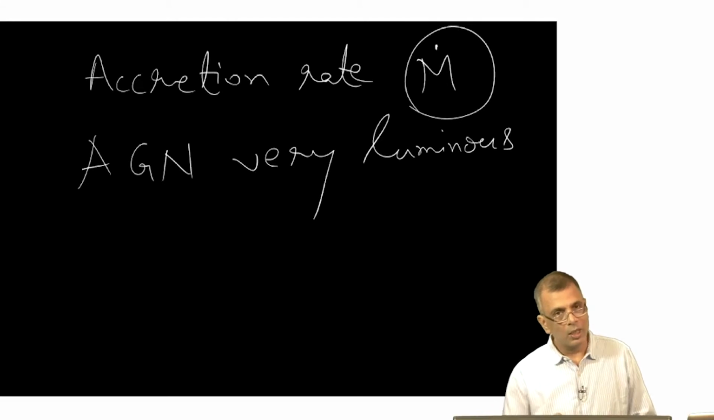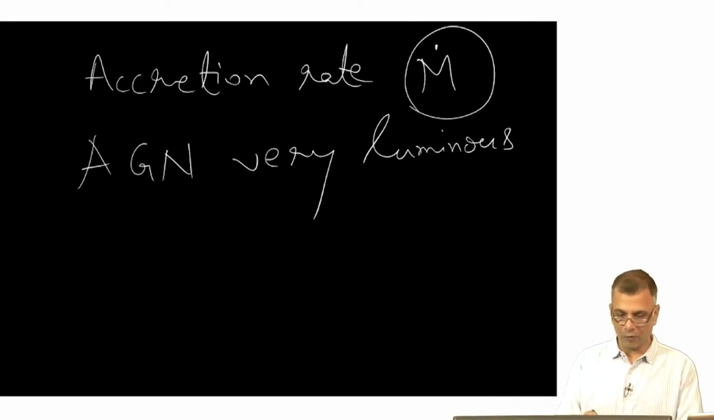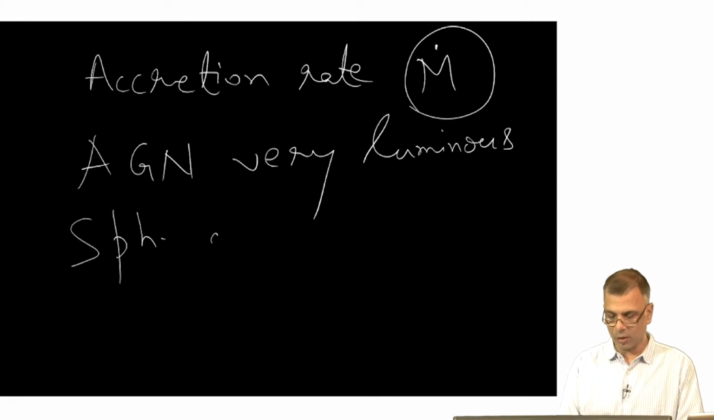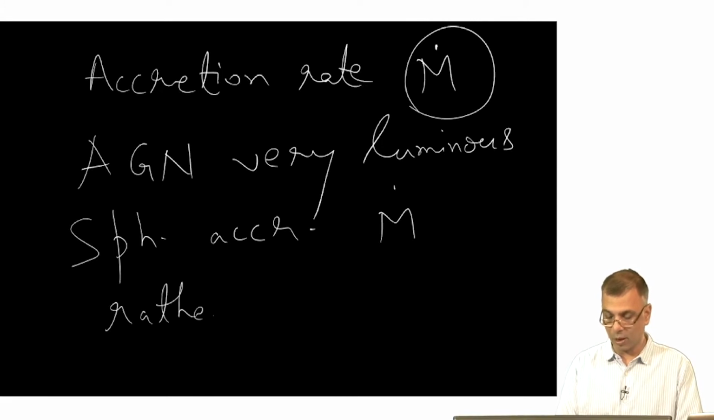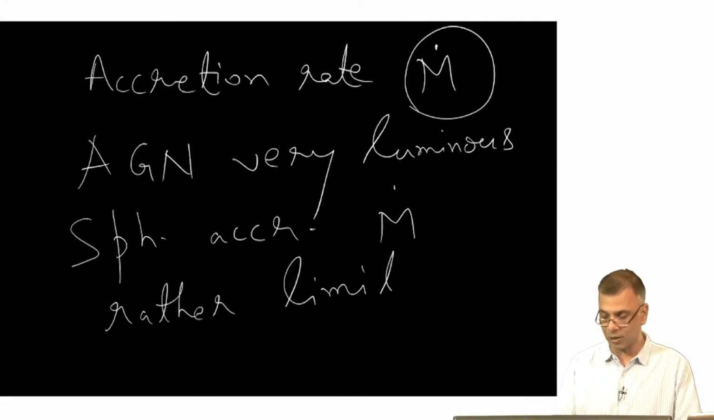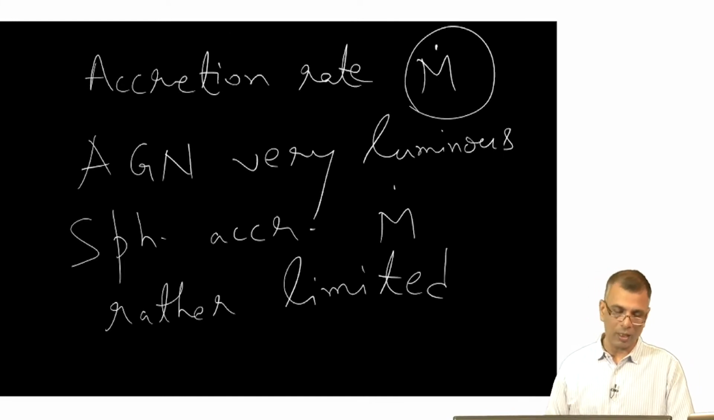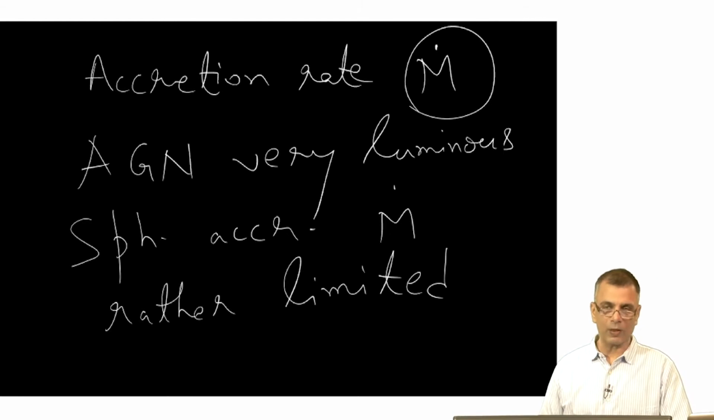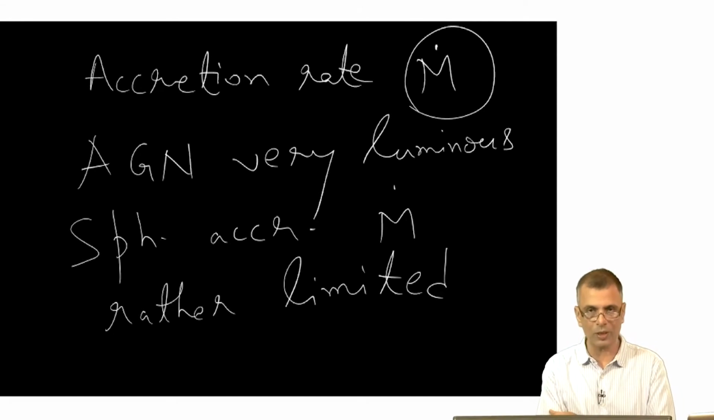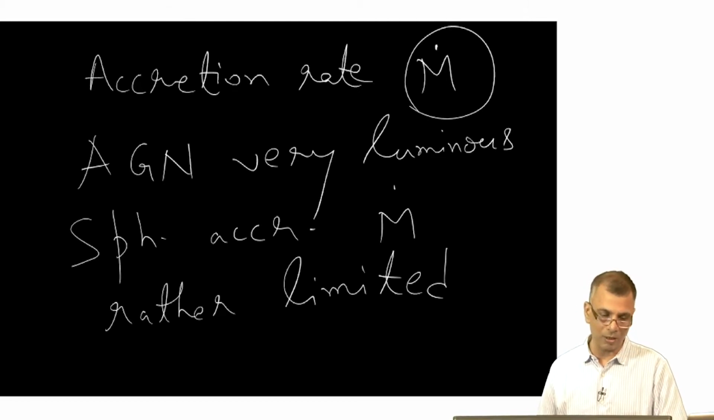Now, in spherical accretion, the m dot is rather limited, in comparison to disk accretion, which we will discuss soon. But nonetheless, spherical accretion is a very important mode of accretion, because many times astrophysical objects, compact objects, are just sitting by themselves, and there is really no reason to believe that spherical symmetry is disturbed. So this is one thing I wanted to repeat before we went ahead and discuss other kinds of accretion.